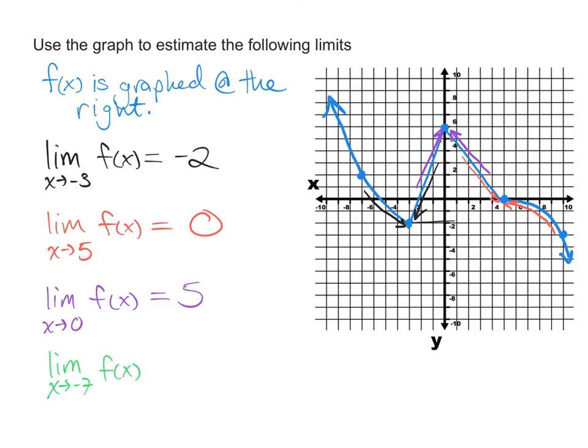With the last limit down here, we have the limit as x approaches negative 7 of f of x. Negative 7 is over here at this dot, or this point, and we can approach this from the left and from the right again. And both of these arrows over here from the left and from the right are trying to get to a y value of positive 2.